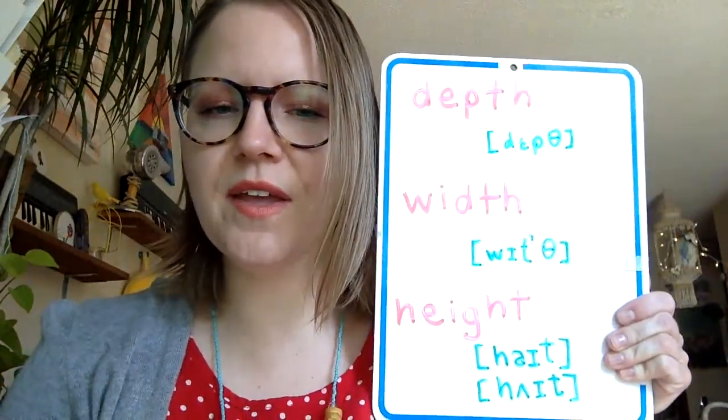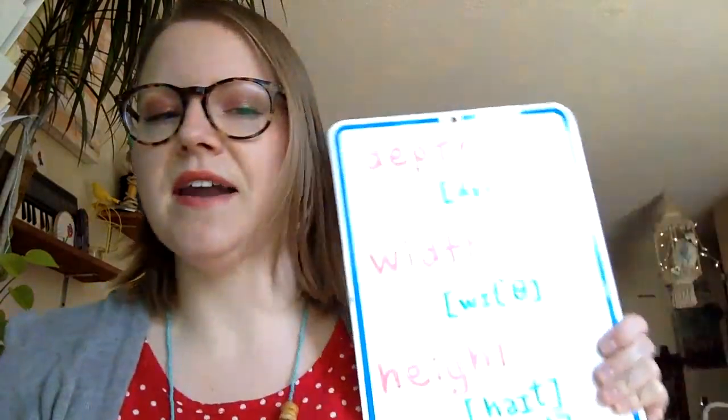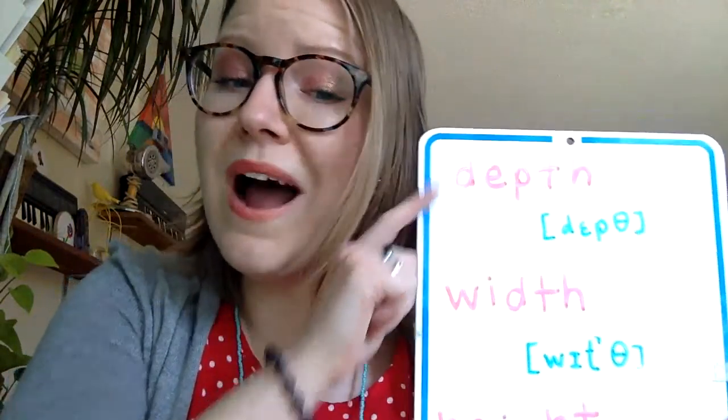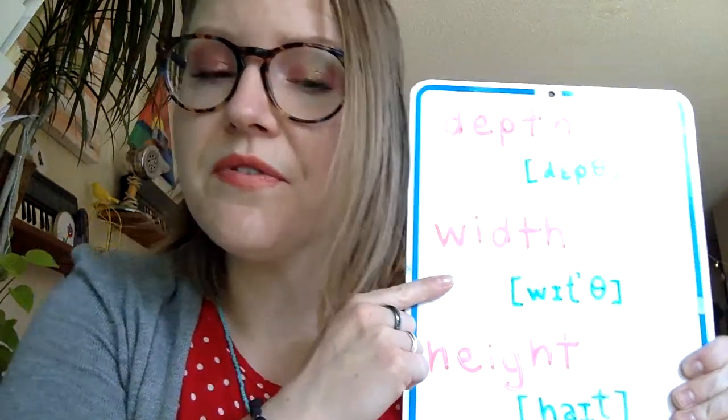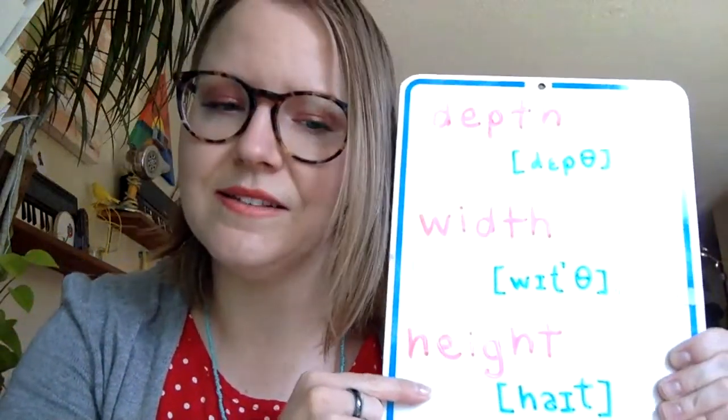I just have a quick video today, a tutorial on how to pronounce these three words: depth, width, and height. These words are used to describe the dimensions of an object. How deep is it? That is its depth. How wide is it? That is its width. How tall is it? That is its height, or how high is it?